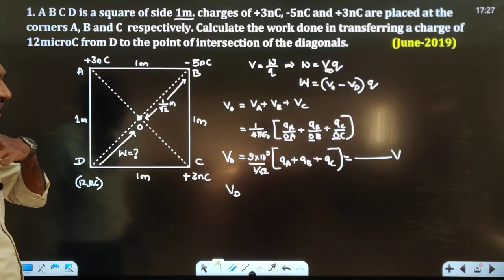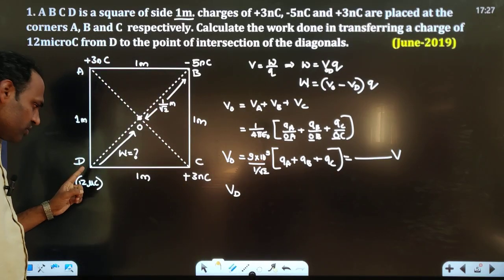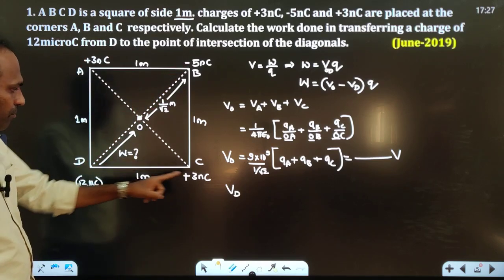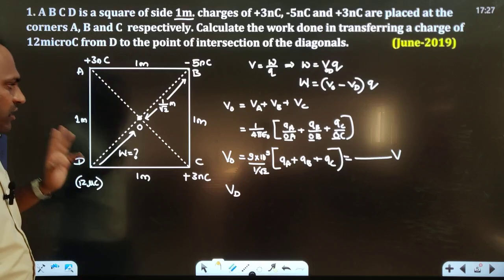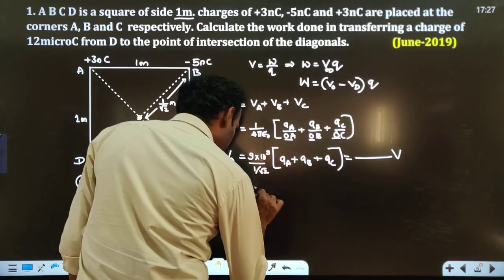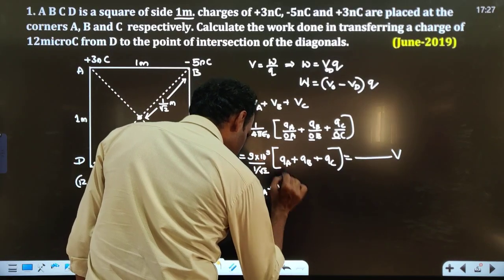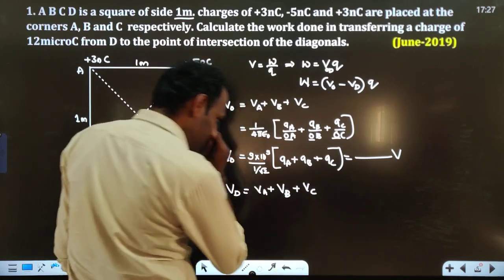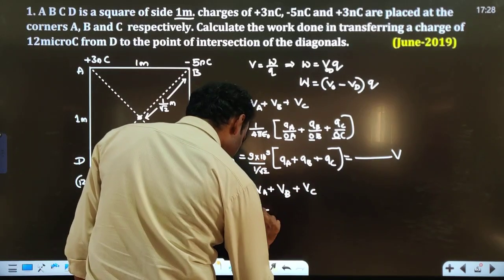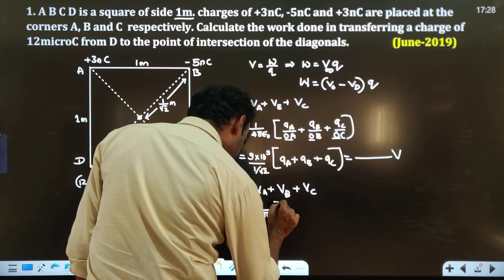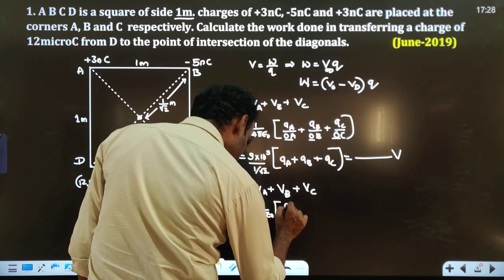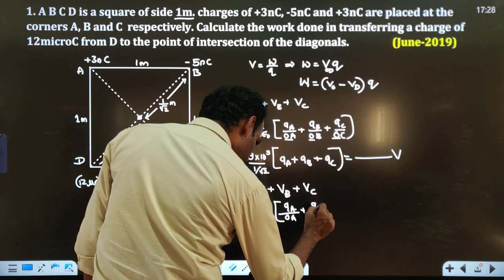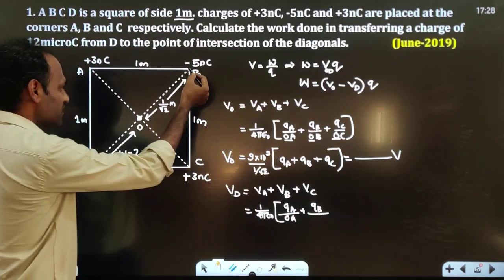See, while calculating VD, at D also there will be three potentials: due to plus 3 nanocoulomb, minus 5 nanocoulomb, and plus 3 nanocoulomb, right? So again you have to take three potentials: potential due to the charge at A, potential due to the charge at B, plus potential due to the charge at C. Every formula contains 1/4 pi epsilon naught. I will take it common. In the bracket, I will get charge at A divided by the distance AD plus charge at B divided by the distance, which is BD now.